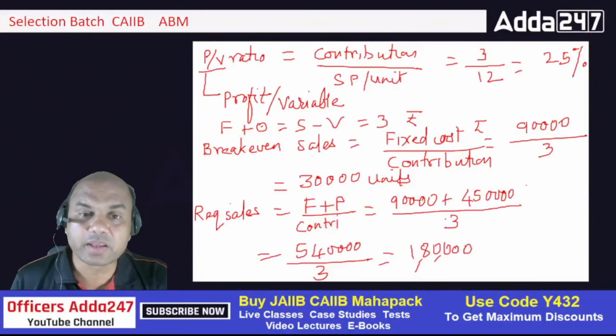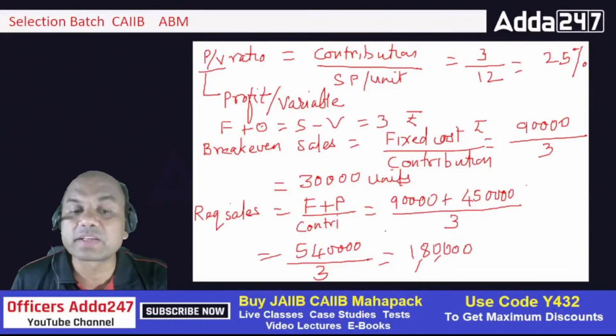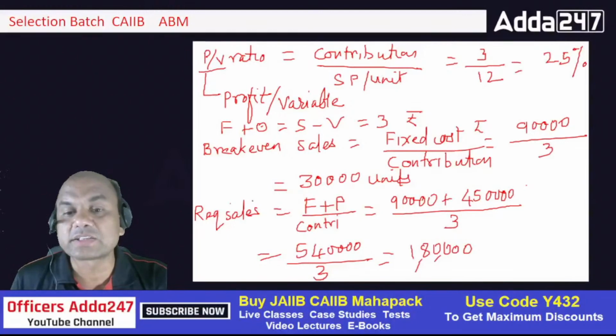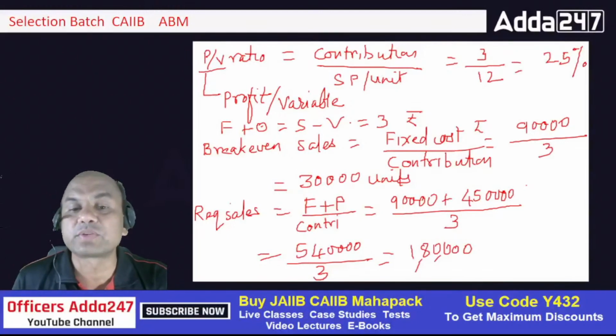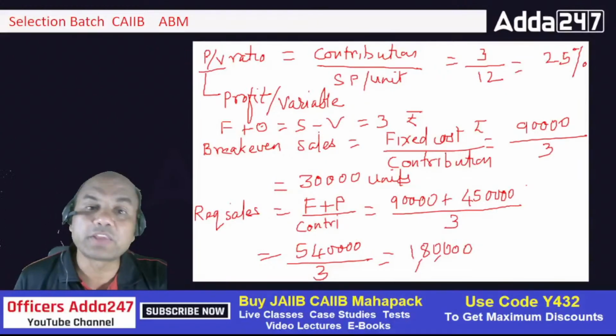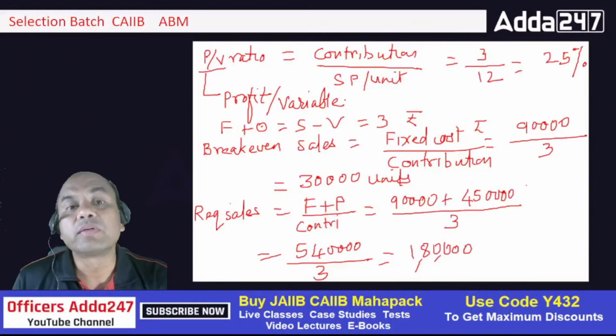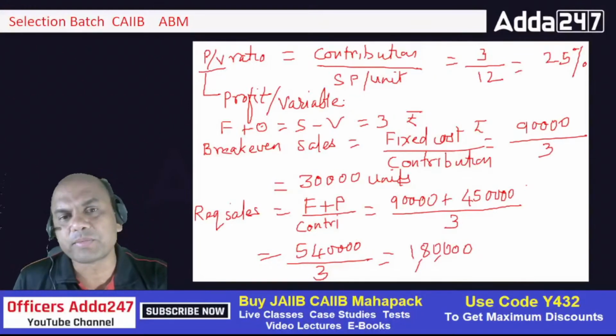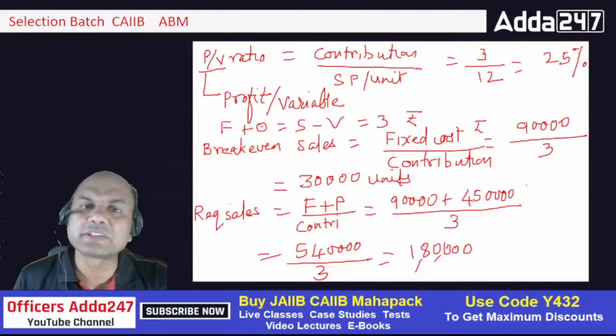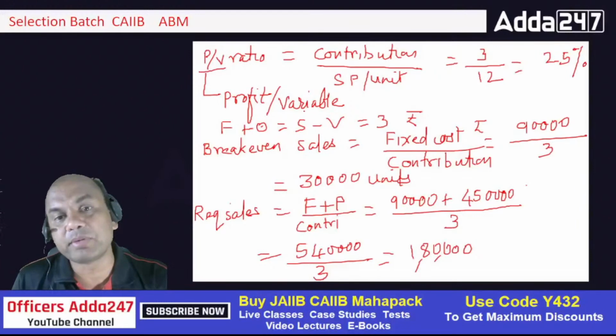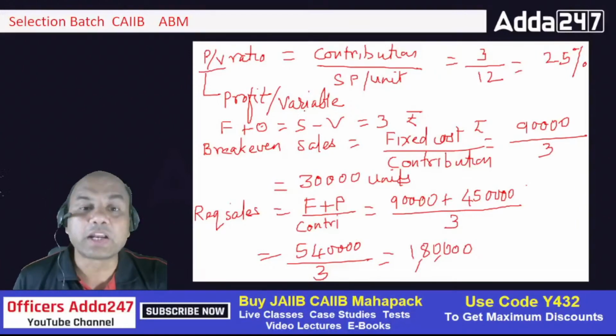If you are in any company, you will be requiring this required sales, and this F plus P equals to S minus V. And importantly, from the CAIIB point of view, from both ABM as well as BFM, many times it is asked in the exam, either in ABM or in BFM. If you check the previous papers, it is asked in either of them, because this is a common topic for all ABM as well as BFM. That's why I have given it in both these units today.